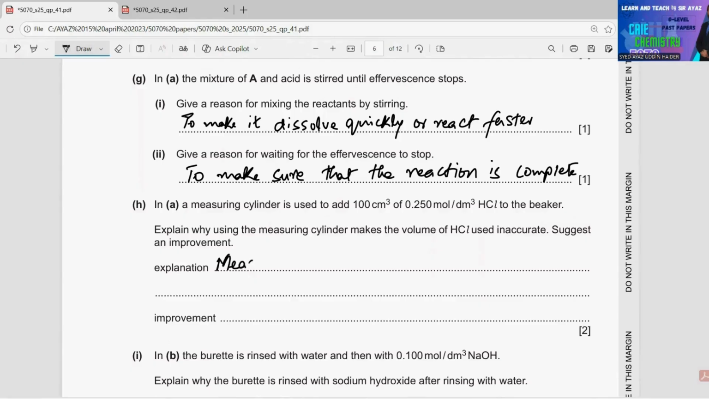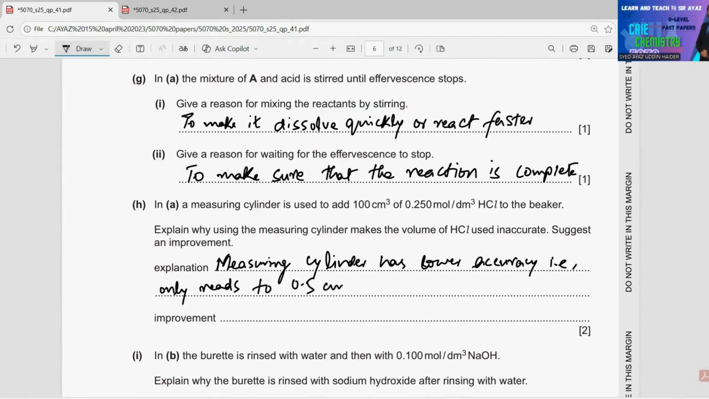Measuring cylinder has lower accuracy. That is, it can only reach 0.5 cm cube. You are adding an approximate volume for this one. Okay, for improvement, you can use a pipette or burette. Burette is the best choice, remember.